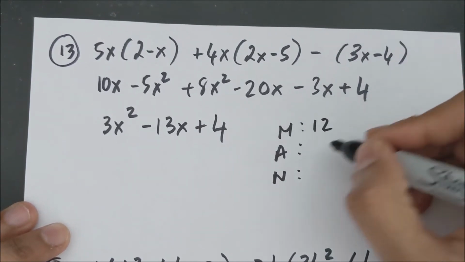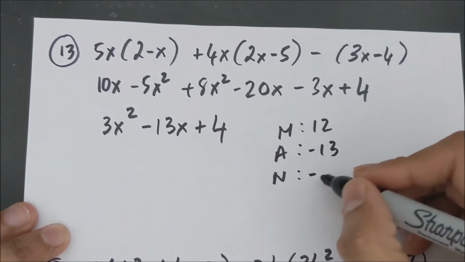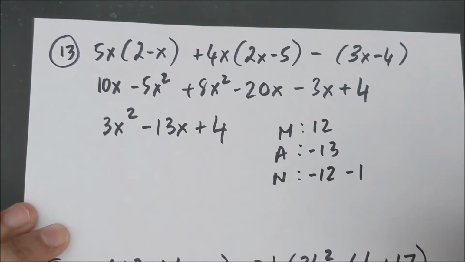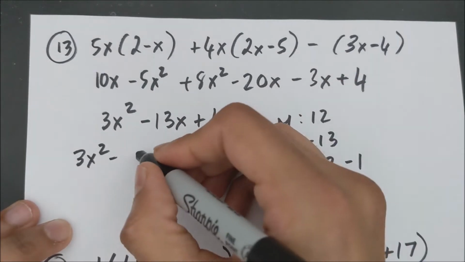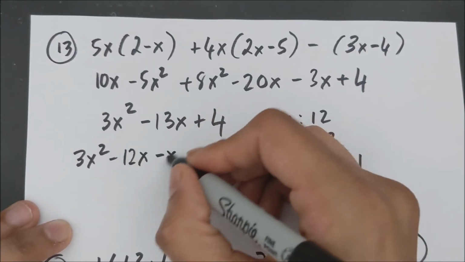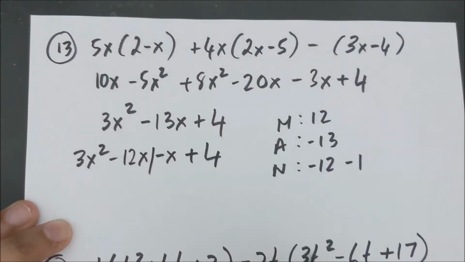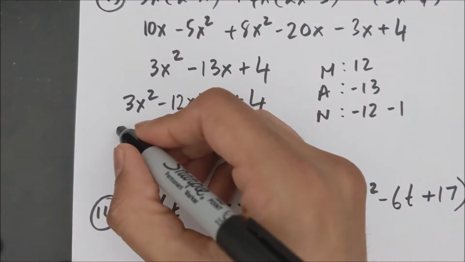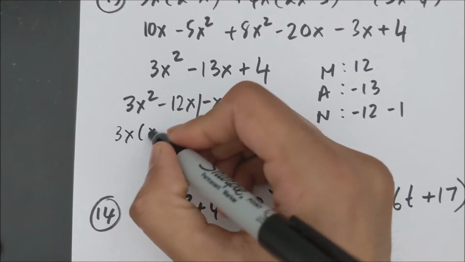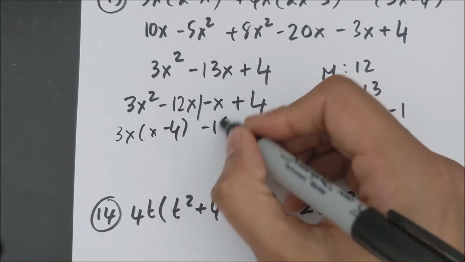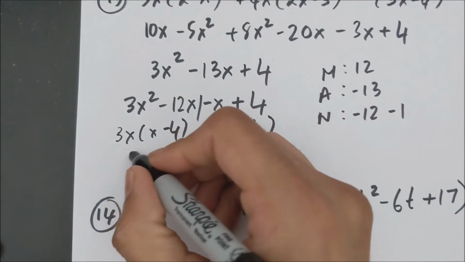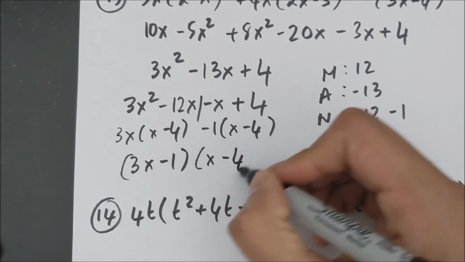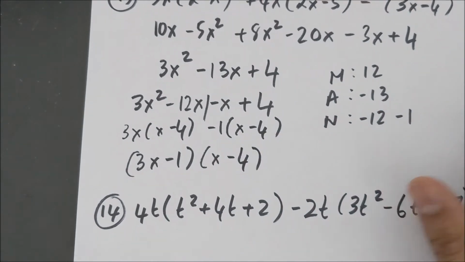3 times 4 is 12, -13. My numbers are -12 and -1. So I have 3x squared minus 12x minus x plus 4. Going to group them. So 3x, x minus 4, minus 1, x minus 4. So 3x minus 1, x minus 4 is my solution.